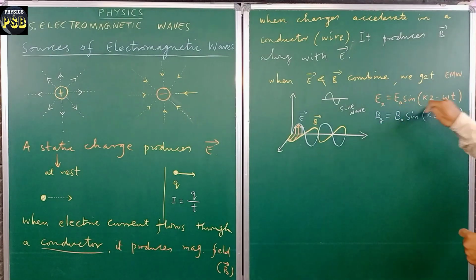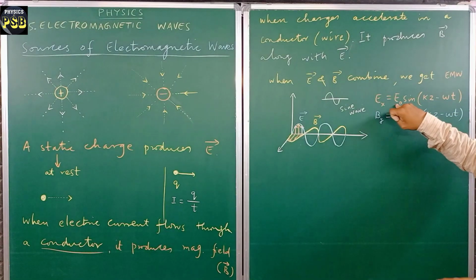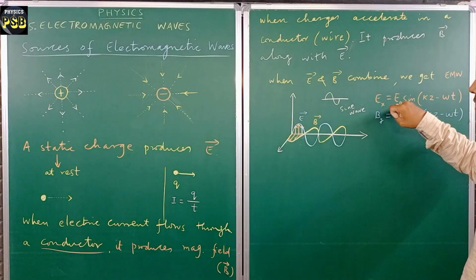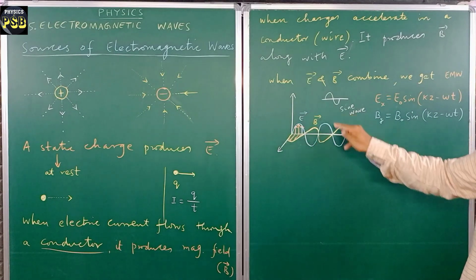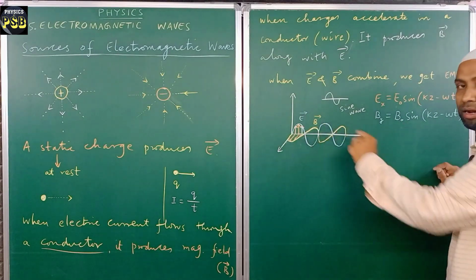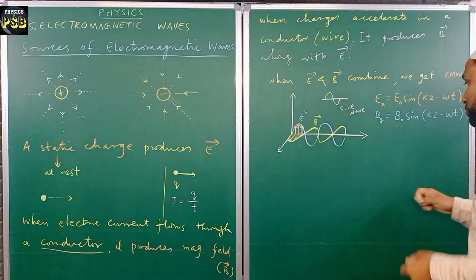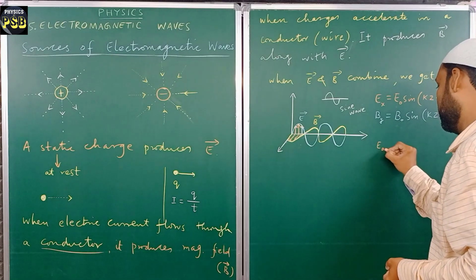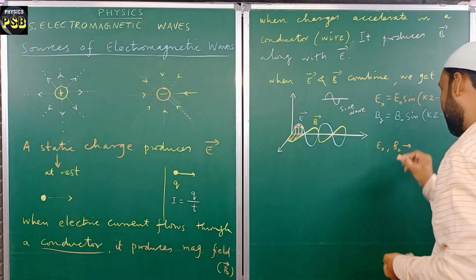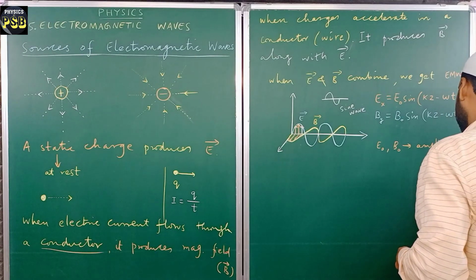Now what do these terms represent here? E naught stands for amplitude of the electric field represented by the sine wave, and B naught stands for amplitude of the magnetic field vector. So these two represent amplitude. What is this amplitude? That I will tell you.